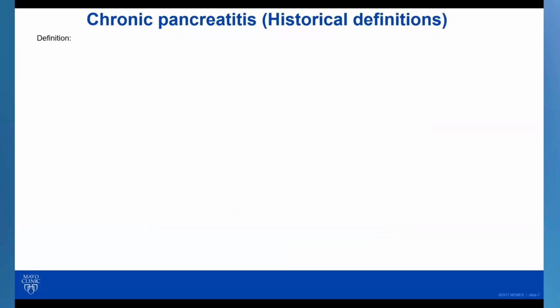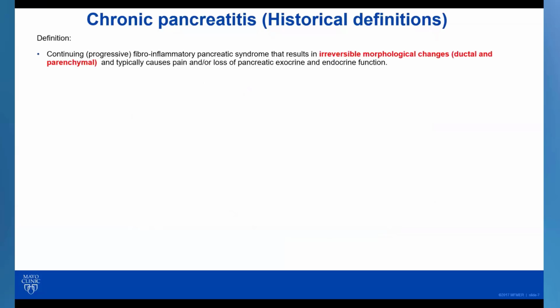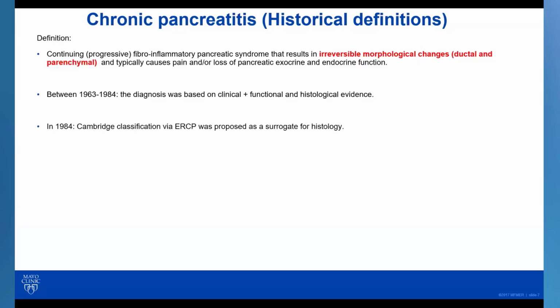Now, moving to chronic pancreatitis. Historically, this means a progressive pancreatic inflammatory and fibroinflammatory state that could result in irreversible changes within the pancreas, both the duct as well as the parenchyma. In certain cases, it can cause pain, or it could cause loss of pancreas function, whether at an exocrine level or an endocrine level. And this diagnosis, up until the mid 80s, was based on a combination of clinical presentation but also histological evidence.